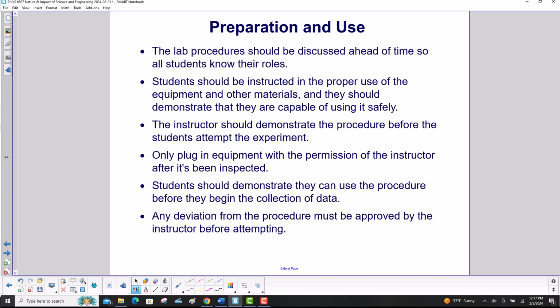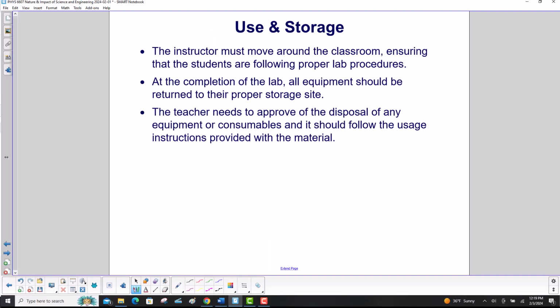Only plug in equipment with the permission of the instructor after it's been inspected. Students should demonstrate they can use the procedure before they begin the collection of data. Any deviation from the procedure must be approved by the instructor before attempting. The instructor must move around the classroom, ensuring that the students are following proper lab procedures.